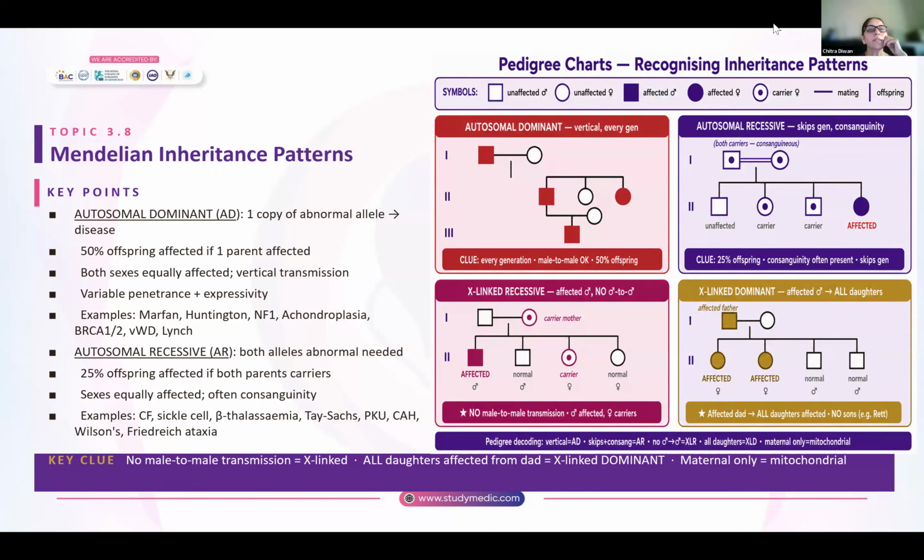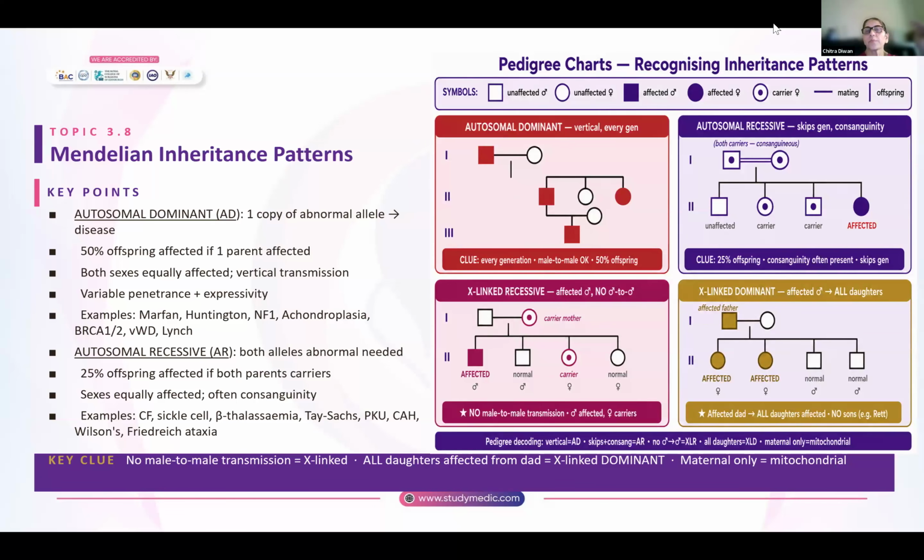Because of variable penetrance and expressivity, not all affected individuals will show the complete range; there will be a variance in how they express the disease. Very common examples of autosomal dominant are Marfan's, Huntington's, neurofibromatosis, achondroplasia, and BRCA1 and BRCA2, both of which are autosomal dominant. And then you have von Willebrand's and Lynch syndrome.